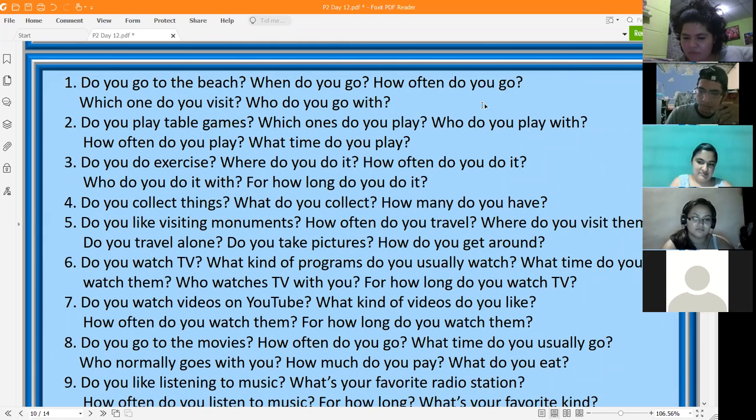What's the next question? What do you collect? I collect coins. Billetes, ¿cómo se dice? Bills. Coins and bills. Okay. How many do you have? How many coins do you have right now?